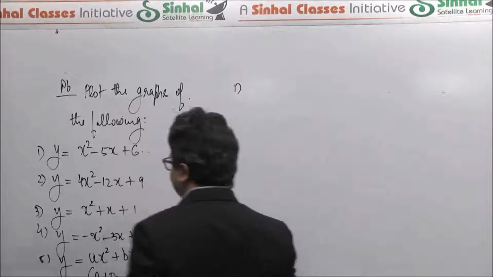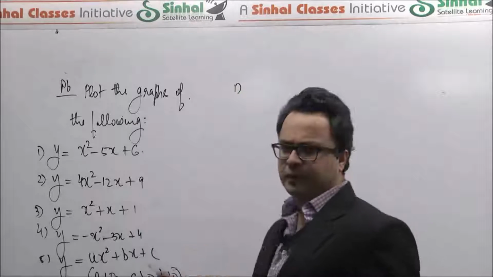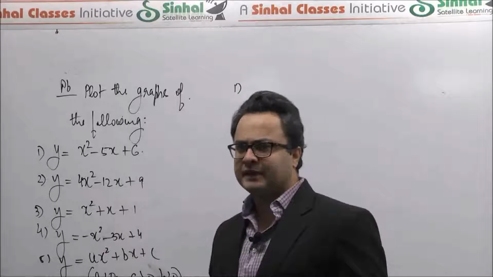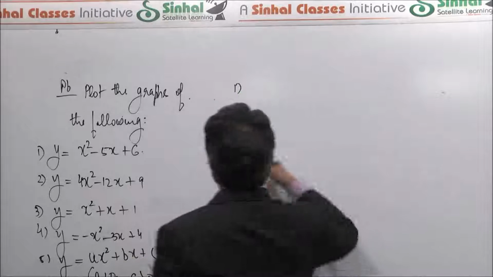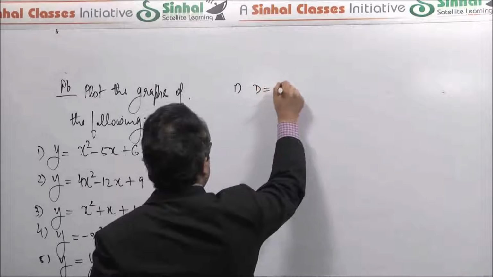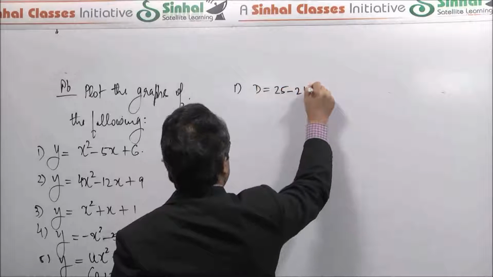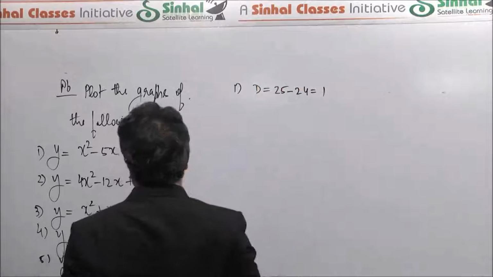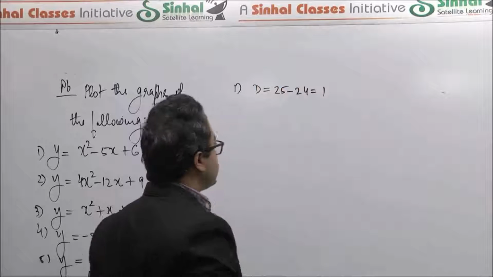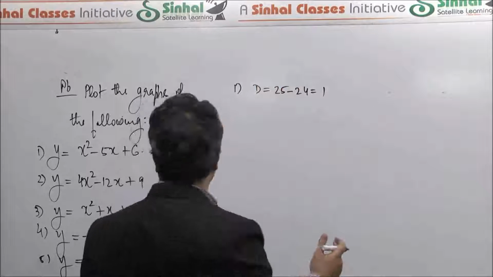So for each of them, of course, the first thing that you want to look at is whether it's a parabola opening up or down, and the second thing is what is the interaction with the x-axis. So in the first case, let's go to the discriminant. The discriminant is 25 minus 24, so that's 1. So a is positive, so it's definitely opening up. Then the discriminant is positive, so it's definitely intersecting the x-axis at 2 distinct points.